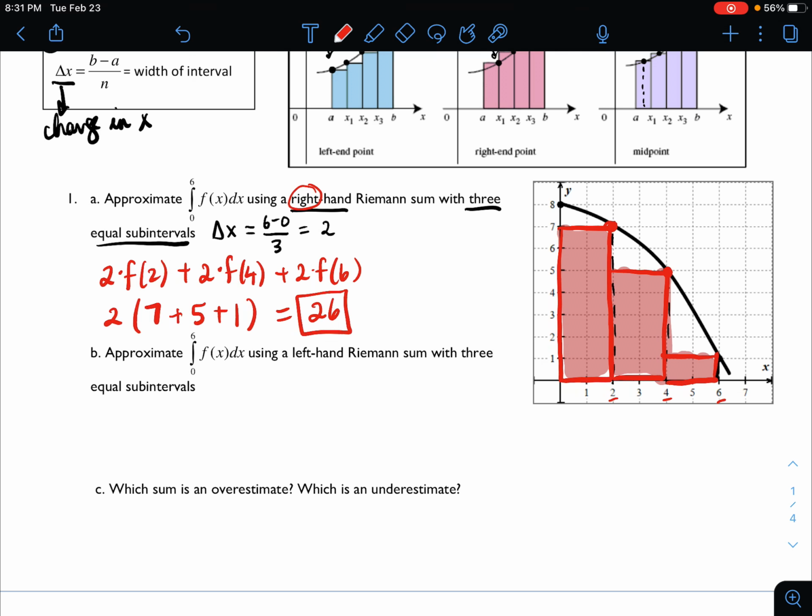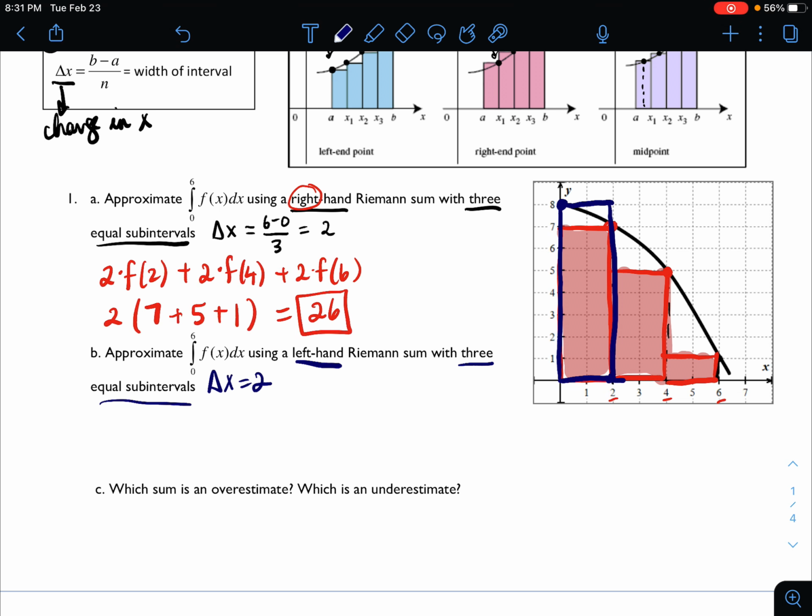Now in part B, it asks us to use a left-hand Riemann sum with 3 equal subintervals. So we're still going to have a delta x of 2. And so I'm going to start the same way. I'm going to go from 0 to 2 as my first interval, but this time I'm going to use the left-hand side as my height. So I'm going to go up until I hit the graph, and then that point will tell me what my height is. So f of 0, which is 8.